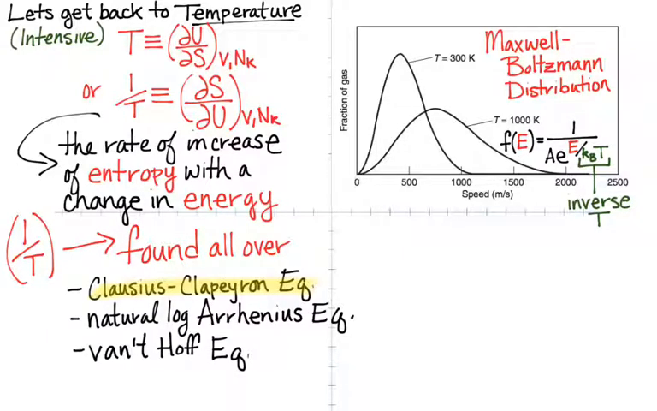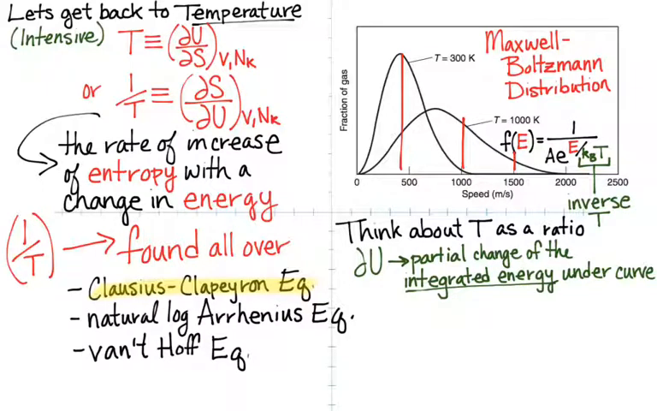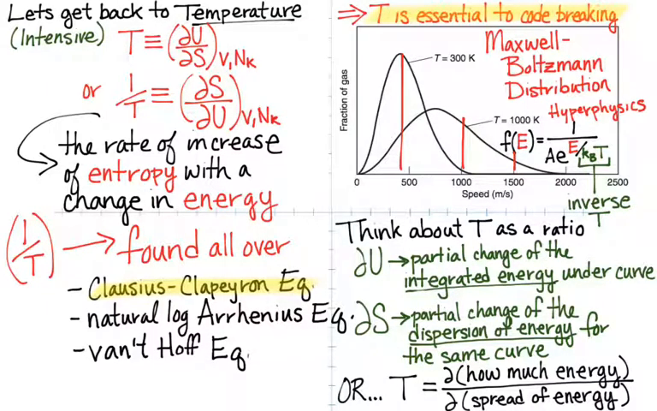So let's look at what that breaks down as. I could, very, very roughly, think of temperature as the ratio of the partial change of integrated energy under the curve relative to the partial change of the dispersion of energy, the spread of energy for that same curve. Now, this is very generic. The mathematical definition is really what we're looking at. The incremental change in how much energy relative to the change in the spread of energy is what we're talking about when we're talking about temperature.